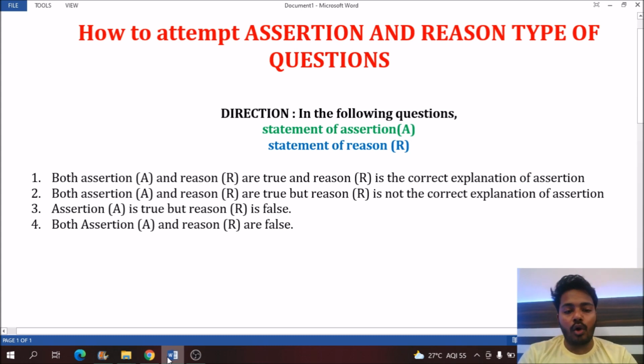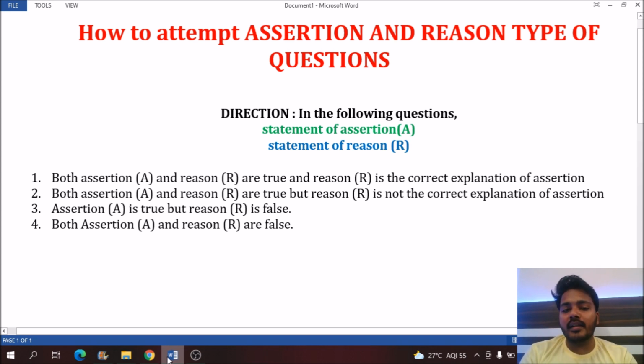According to the third option, assertion is true but the reason is false. By reading them, we can find out whether the statement is correct or not. Assertion will be correct but the reason individually will be wrong. According to the fourth option, both assertion and reason are inappropriate. They are wrong statements. So in that situation, you can choose option 4.